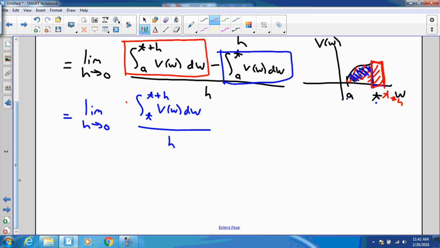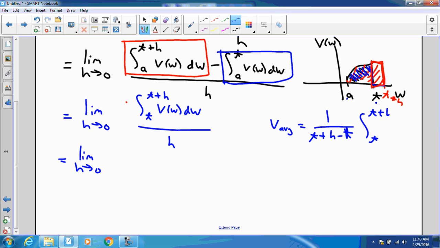Now here comes the profound point, and it's Peter's point. Very good, Peter. And that is, on Friday, what we did was to take and represent averages in terms of integrals, right? So if I were to find the average value of the velocity on this interval, the average would be written as 1 over t plus h minus t times the integral from t to t plus h of v of w dw. This is our average value, right?